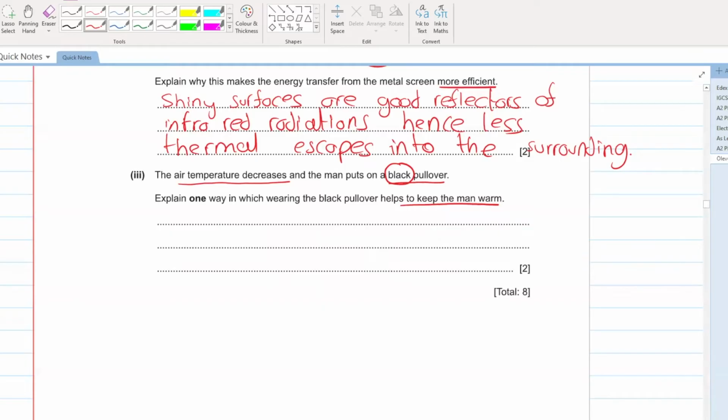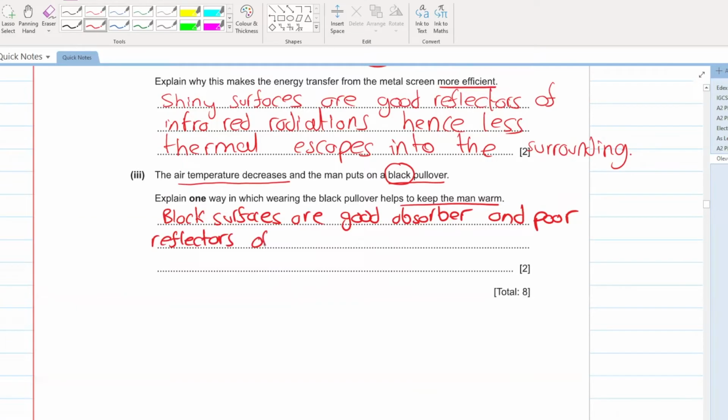Black surfaces are good absorbers and poor reflectors of infrared radiation. Hence, more thermal energy is absorbed. So you will say black surfaces are good absorbers and poor reflectors of thermal energy.